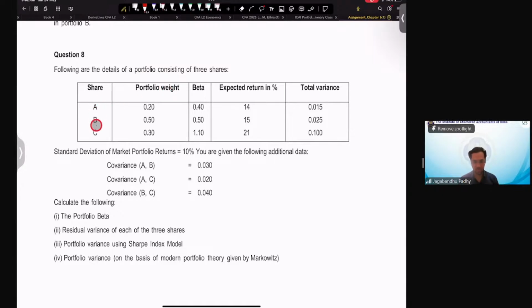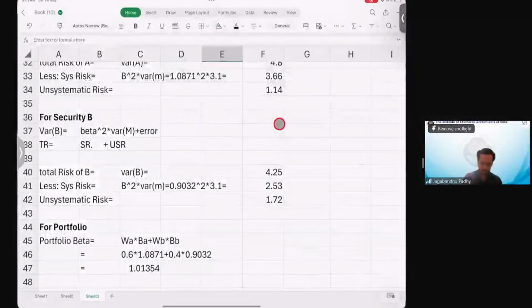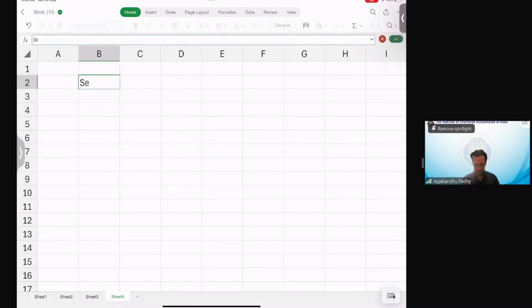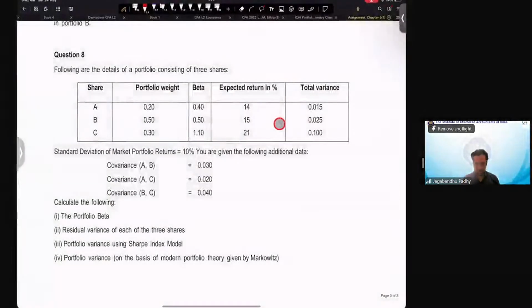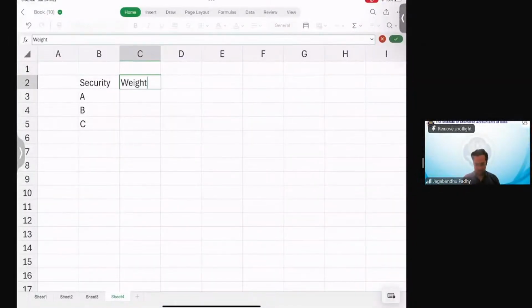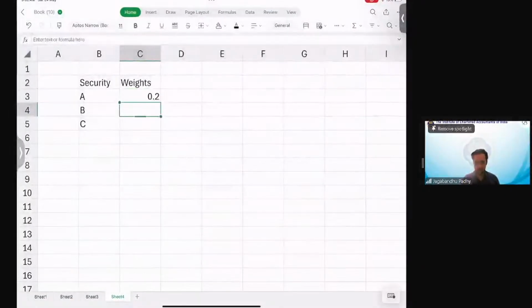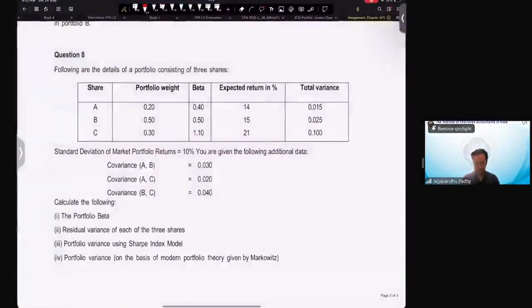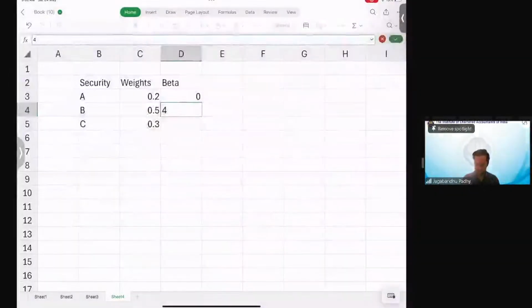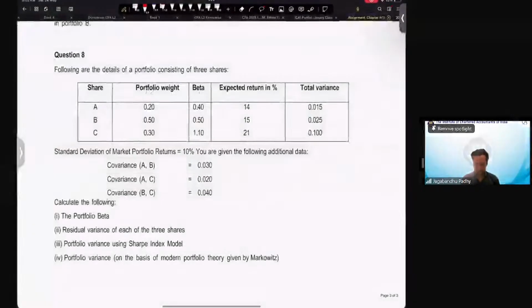So we have shares ABC with the portfolio weights, beta, expected return, and the total variance also given. So let me just write down the data given to us. We have security A, B, and C. Weights are given 0.2, 0.5, and 0.3. Then we have the beta values as 0.4, 0.5, and 1.10.